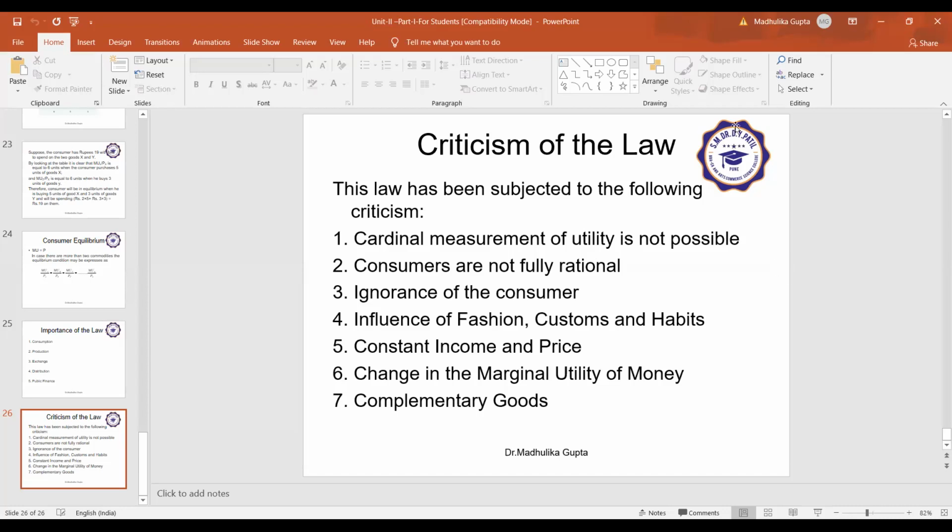So this is all about the cardinal approach, unit 2 part 1, and in the next video I'll be explaining the ordinal approach, and over there also we'll be studying a few theories.